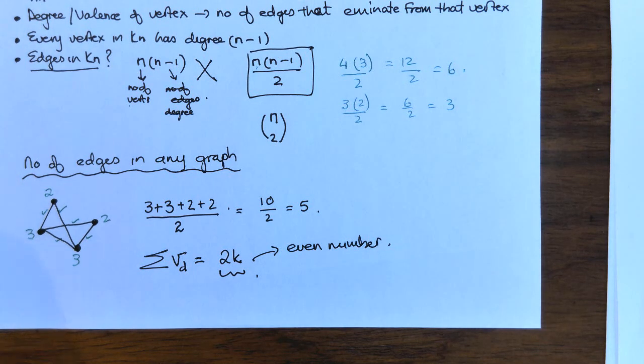Okay, let me see where I'm going to next. Next I'm going to go to a handshake lemma that we're going to look at and how it works from there right up to bipartite graphs. So that will follow in the next video.